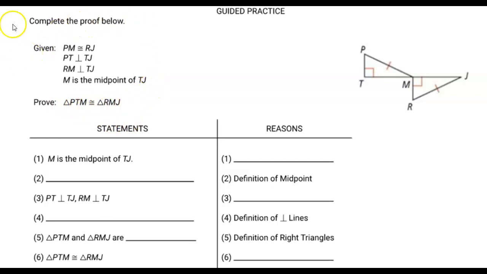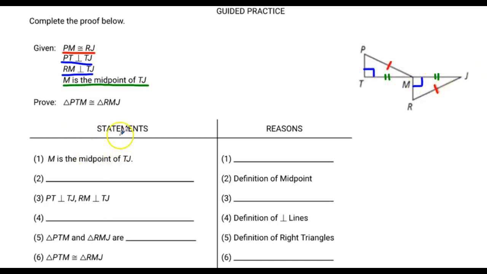Let's make sure that everything is labeled in the diagram. In this first part, we know that PM and RJ are congruent, and there were already hash marks here. I just outlined them a little bit. PT and TJ being perpendicular, RM and TJ being perpendicular means they meet at right angles, which means I just traced out the right angles that they had here already. And M is the midpoint of TJ, which means that M cuts TJ into two equal pieces, TM and MJ, both of which are congruent to each other.